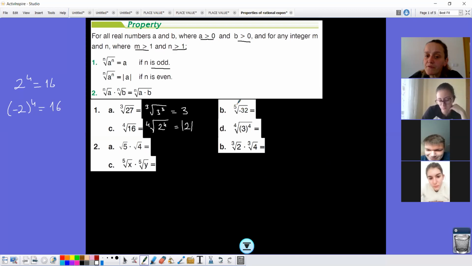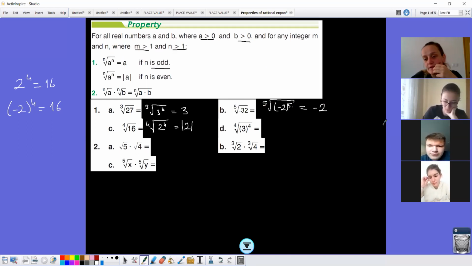In B, what we have? Fifth root of minus 32. How can I write this one? Fifth root of minus 2 to the power of 5. So how will I take this out? Absolute value of 2 or minus 2? Minus 2, because n is odd, yes? 5. So I'm taking it out as minus 2 directly.